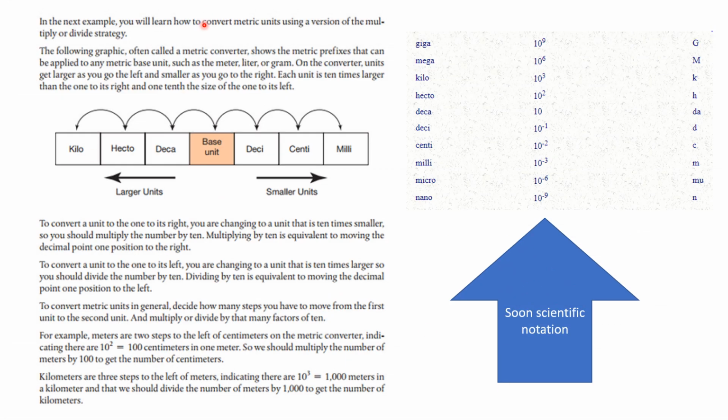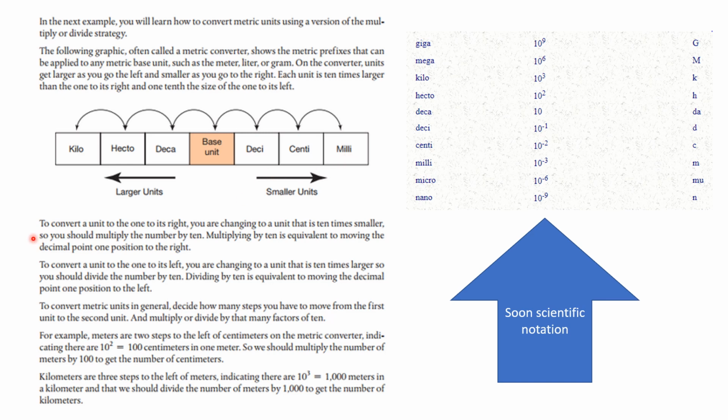In the next example, you will learn how to convert metric units using a version of the multiply or divide strategy. The following graphic, often called a metric converter, shows the metric prefixes that can be applied to any metric base unit. So here's the base unit. If you make it larger units, you get deca multiplied by 10, hecto multiplied by 100, and kilo multiplied by 1,000. Going the other way, if you divide by 10, you call it deci. Divide by 100, you call it centi, and divide by 1,000, you call it milli.